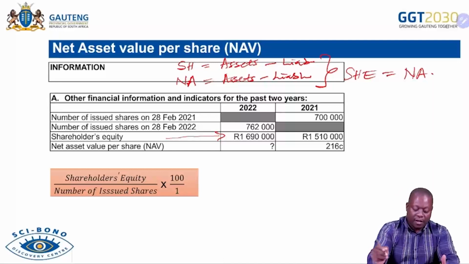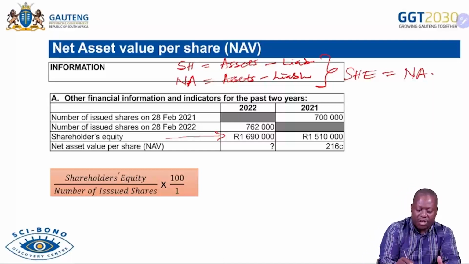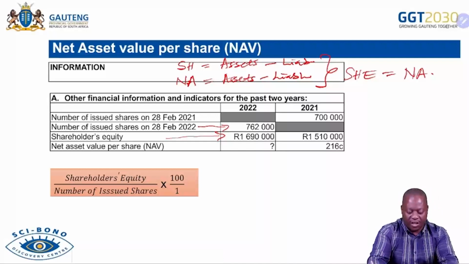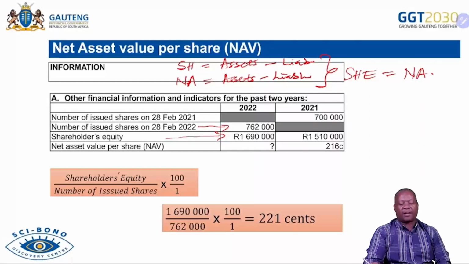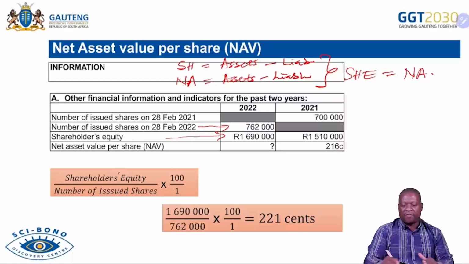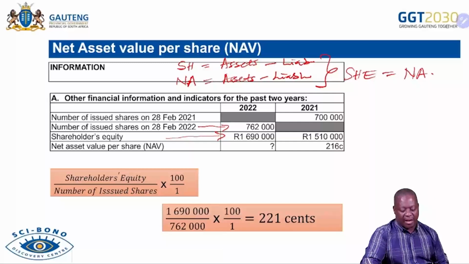1,690,000. And then we need the number of issued shares at the end of February 2022. It's 762,000 shares. Let's take this information into our formula. You know, when you've got the correct information and the correct formula, everything else to be done becomes painless.